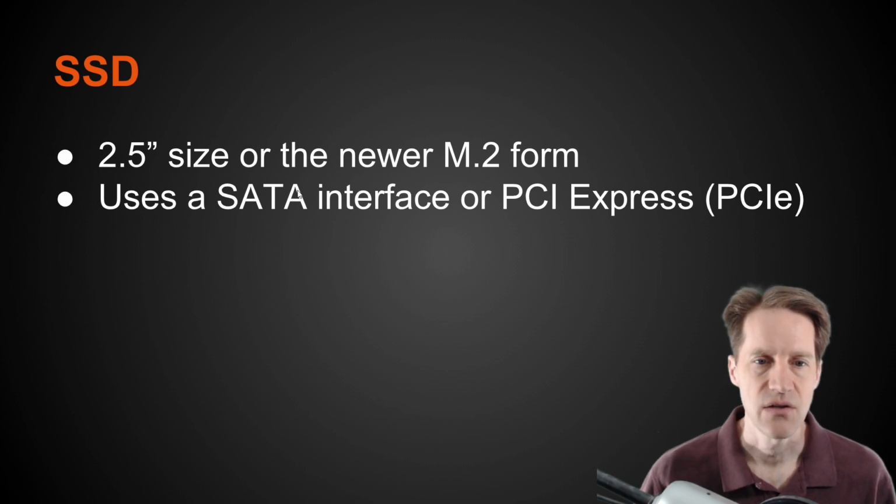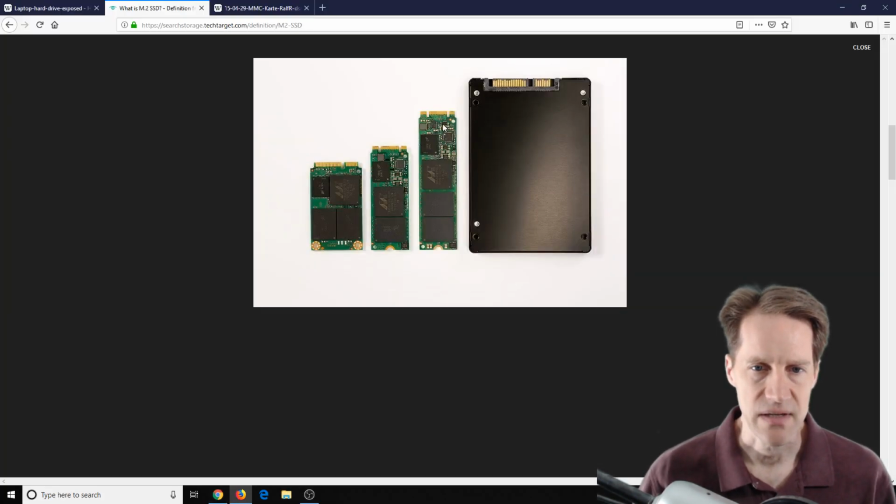Now, these can use a SATA interface, which again is like a hard disk drive, a serial ATA interface, or a PCI Express or PCIe interface. So again, looking back at the picture, these are the form factor, and I believe these are using the PCIe interfaces usually, and whereas these are the SATA, and I believe this is an mSATA. And again, this image is from searchstorage.techtarget.com that I found that discusses M.2 SSDs. So again, these are the M.2 form factors. I believe they're using the PCIe interface, and this is the SATA interface.